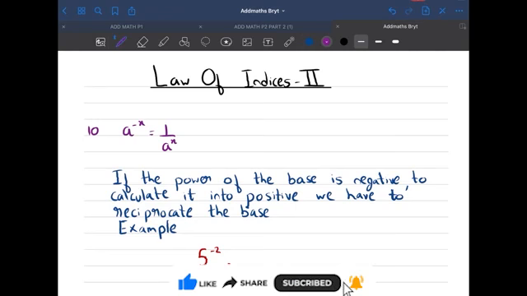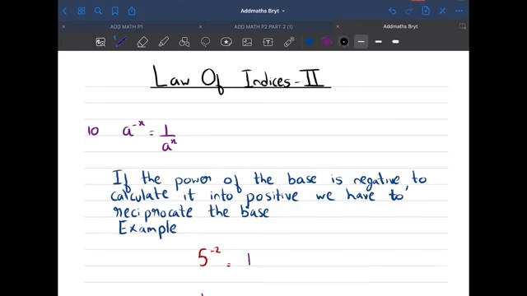Rule 10 says that indices can't be solved if the power is negative. So in order to solve it, you need to convert to positive first. And how do you do that? You reciprocate this. It's going to be 1 upon 5 square. That's going to be 1 upon 25. So if the power is negative, you reciprocate, power becomes positive, and then you solve.